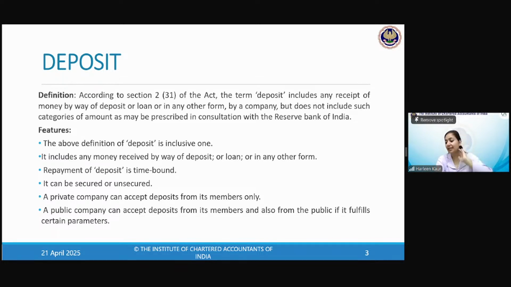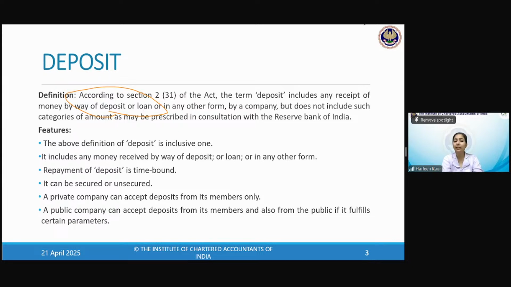Now the deposit, let's start with the definition of deposit. What do you understand by the term deposit? Deposit includes any receipt of money by way of deposit or loan or any other form by a company. So any money that the company has received by way of deposit or loan or any other form will be a deposit. But then what is not a deposit is something which is very, very crucial for us to understand.